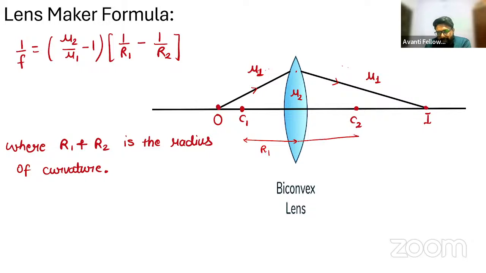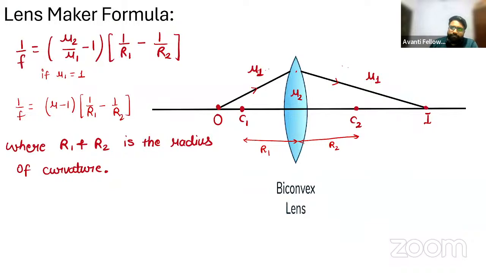This is r1 and this is r2. Now you have to put down these according to the question. Either one of them is positive, one of them is negative. So you can write that 1 upon f is equal to mu2 by mu1 minus 1 times (1 upon r1 minus 1 upon r2). If you consider that mu1 is air, mu1 equals 1, which means the lens we have placed in air, then 1 upon f is equal to (mu minus 1)(1 upon r1 minus 1 upon r2). ठीक है. क्लियर है.